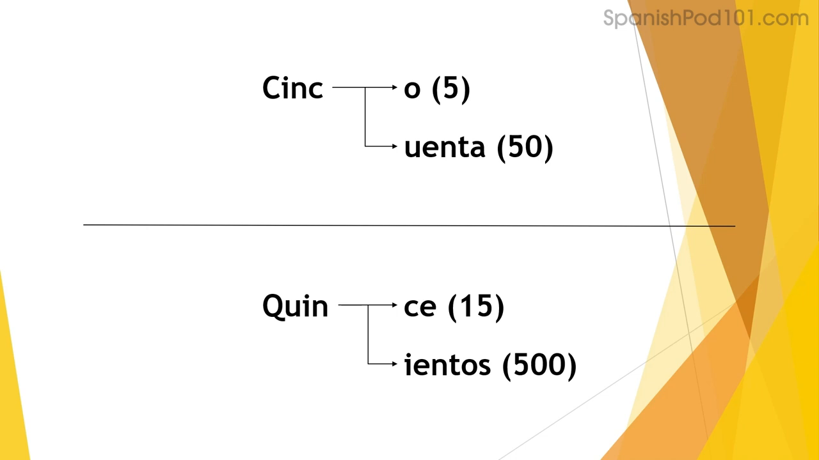Continuamos. So I want to give you a memory tip for the numbers related to number 5. So we are talking about 5, 50, 15, and 500. Okay, I know we haven't seen the hundreds in here, but I thought I should include it so you have everything in one place. So 5 and 50 share the same stem or root, and then 15 and 500 also share the stem or the root, okay?